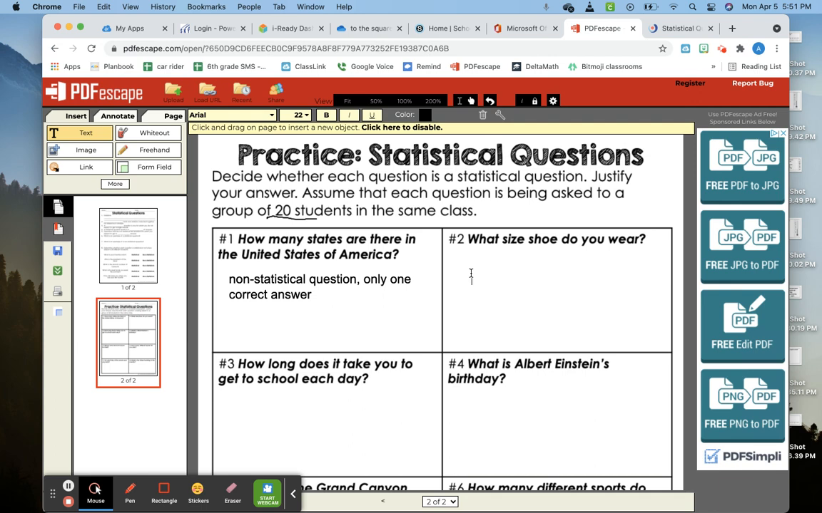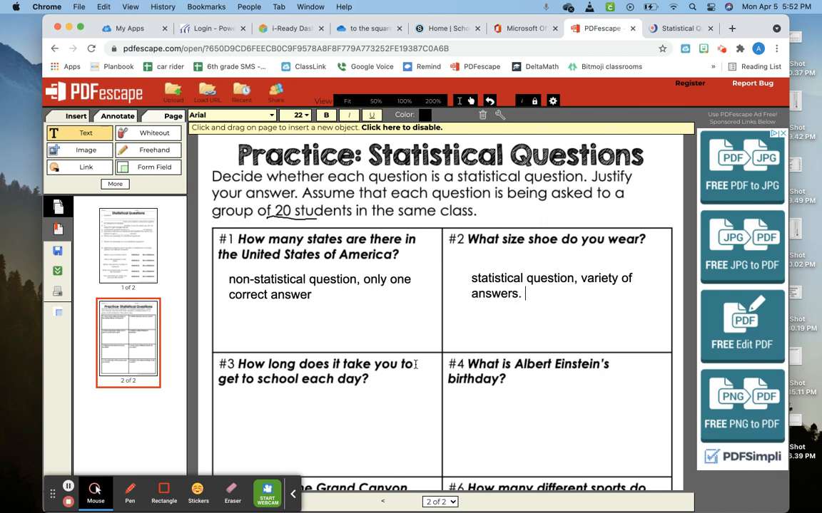Okay. Now, if I'm asking the entire class, what size shoe do you wear? I could have more than one answer. Not everyone in the class has the same size foot. So therefore, this would be a statistical question. And my justification would be that there is a variety of answers.